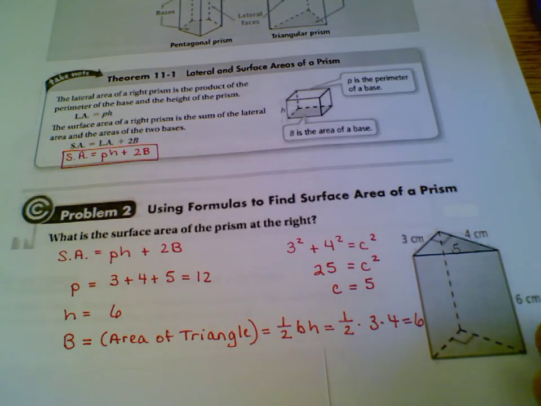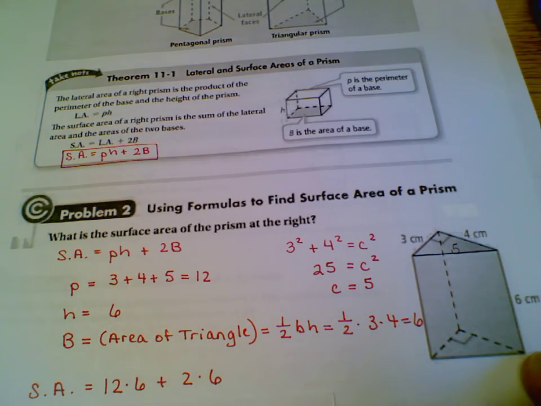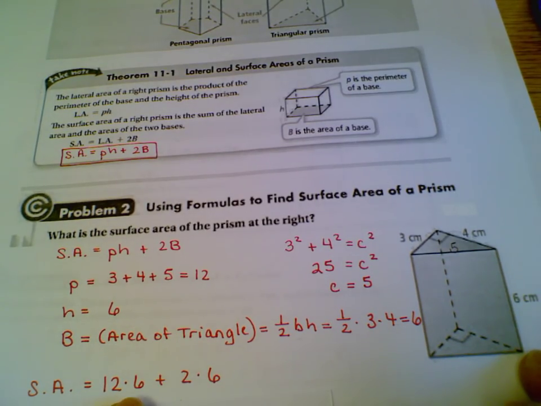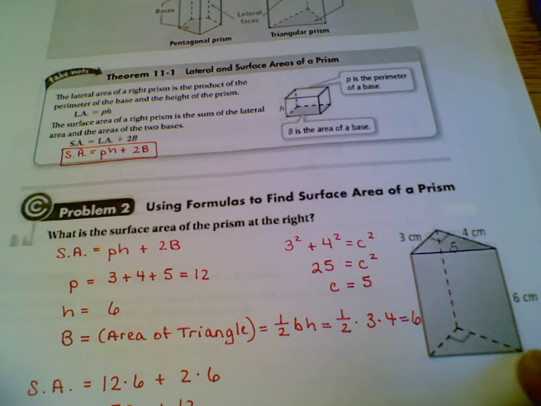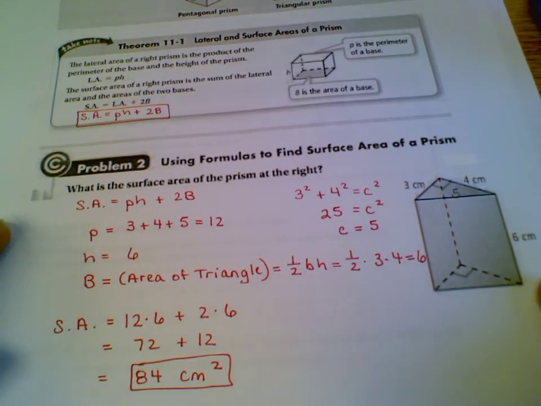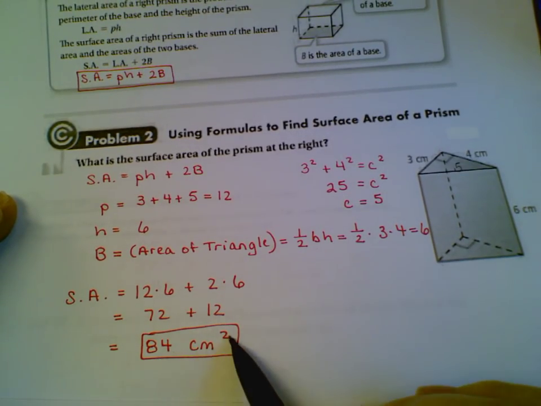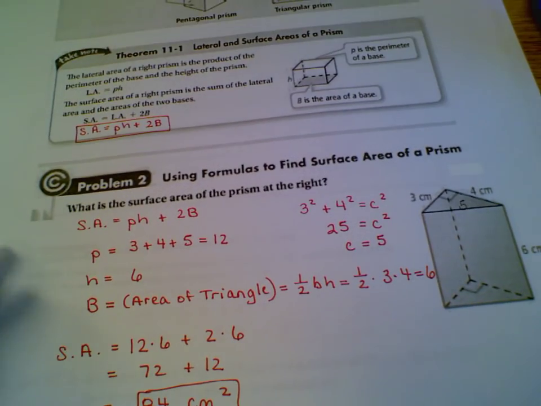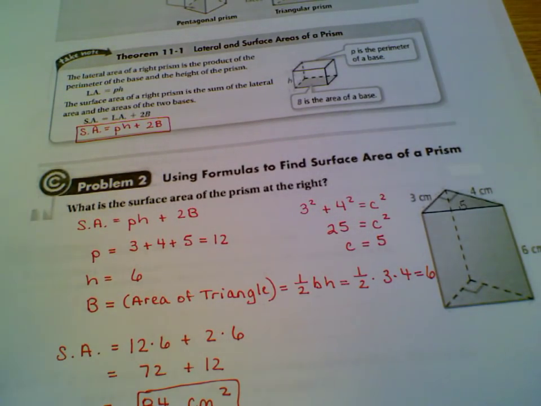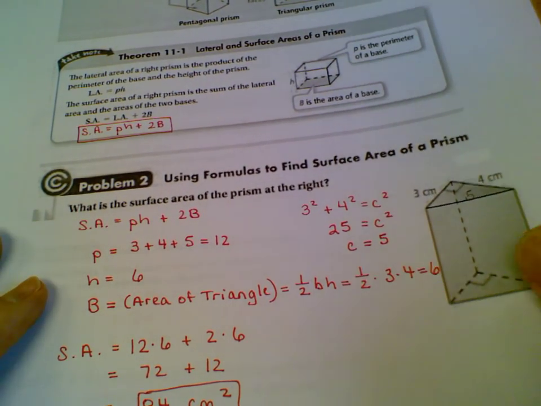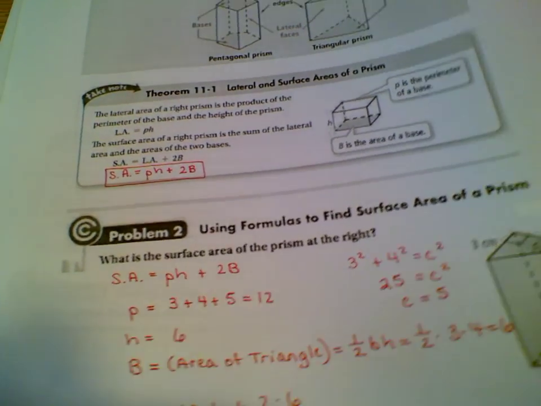Now since I have all those pieces, I can just fill them into my formula. My perimeter times the height of the prism plus 2 times the area of the base, and then I solve that out and I end up getting 84 for my surface area. Again, since it's area, you're going to leave your label as squared because you're just finding the area of all of the faces. You're going to pause the video and try the Got It question.